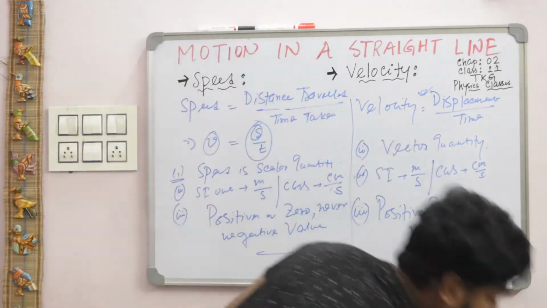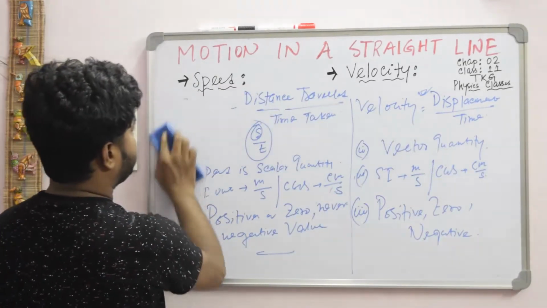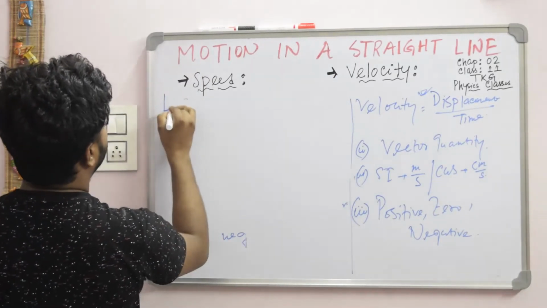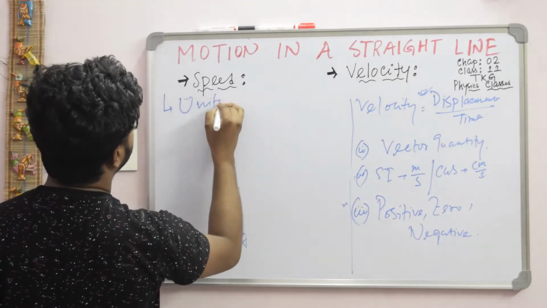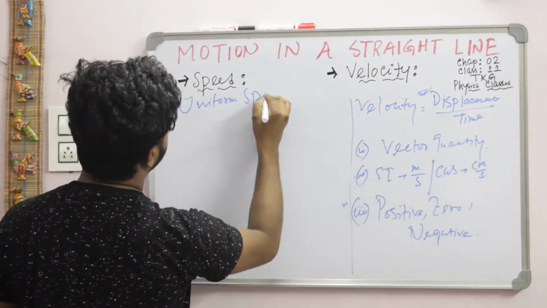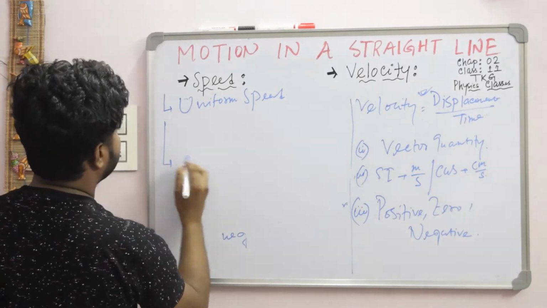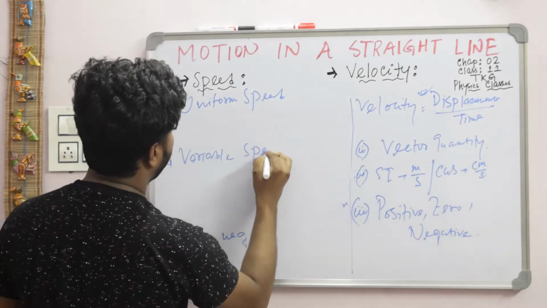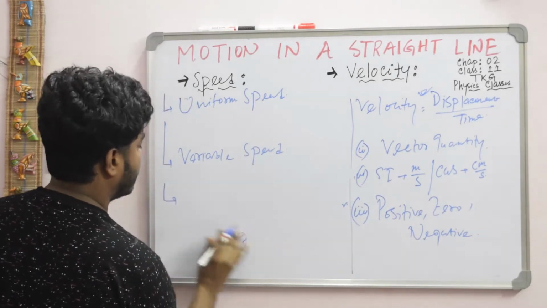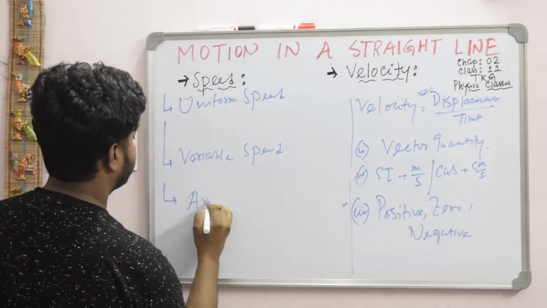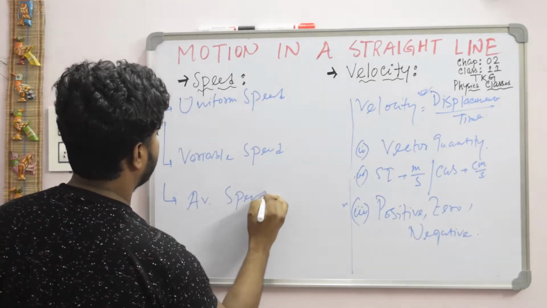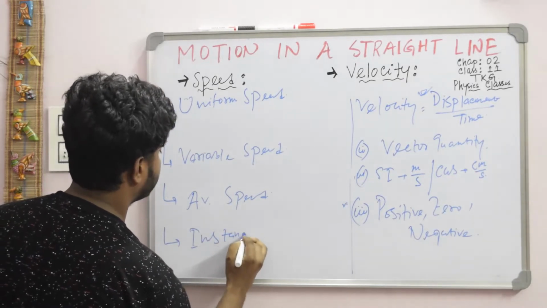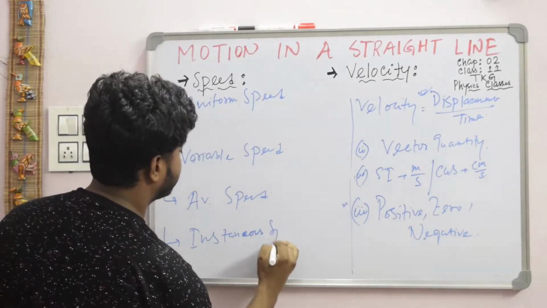Speed is classified into 4 categories: first, uniform speed; second, variable speed; third, average speed; and finally fourth, instantaneous speed. This is an important part, instantaneous speed.